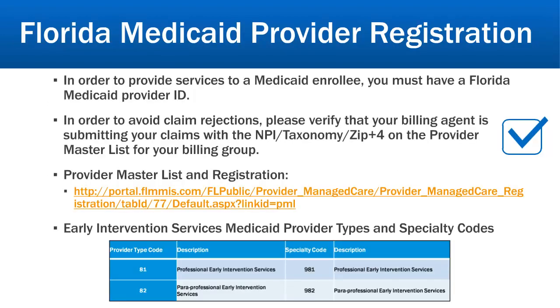Florida Medicaid Provider Registration. In order to provide services to a Medicaid enrollee, you must have a Florida Medicaid Provider ID. In order to avoid claim rejections, please verify that your billing agent is submitting your claims with the MPI, taxonomy, ZIP+4 on the Provider Master List for your billing group. The Provider Master List and Registration website and the Early Intervention Services Medicaid Provider Types and Specialty Codes information can be located on screen.